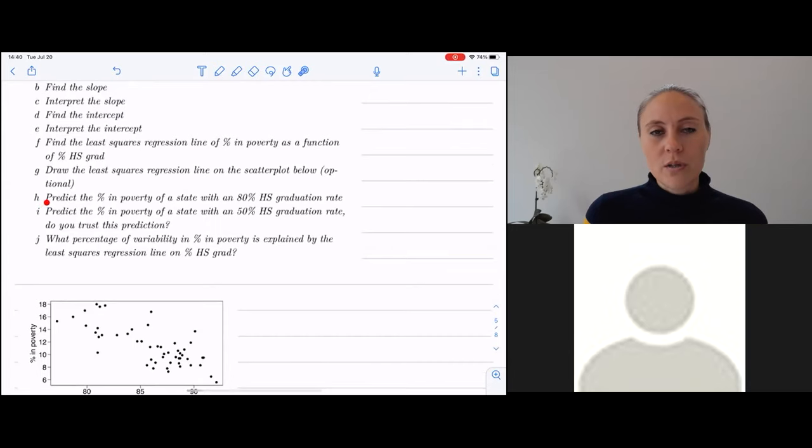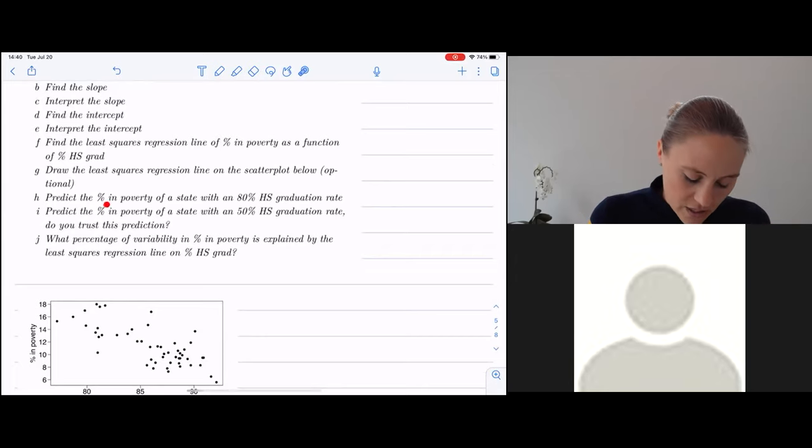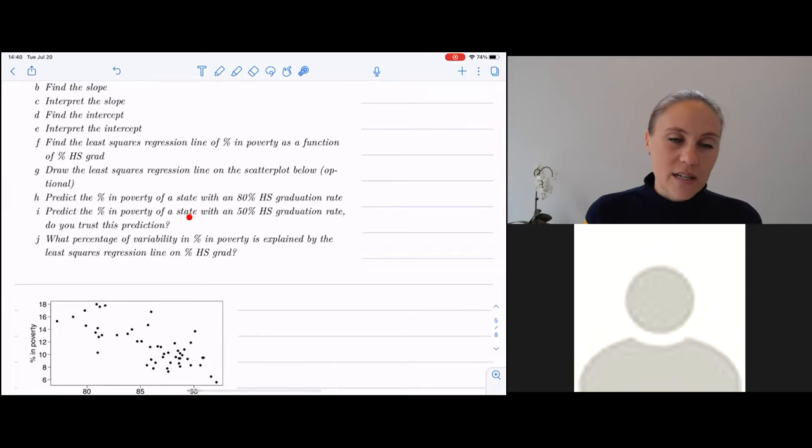Then we're going to use the regression line to predict the percentage in poverty. We're going to use the equation, of course, because using the line that we drew, there's an error there because we drew it. So I want you to use the equation to predict the percentage in poverty of a state with an 80% high school graduation rate. Then in the next part, we're going to predict the percentage in poverty of a state with a 50% high school graduation rate. And then I follow it up with, do you trust this prediction? That's just to nudge you in the direction of what? Well, stay tuned.